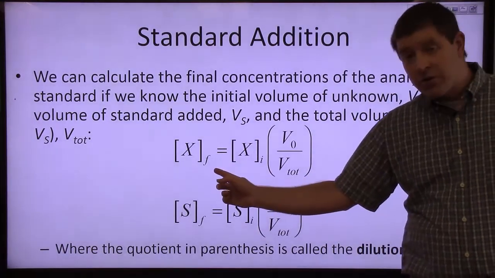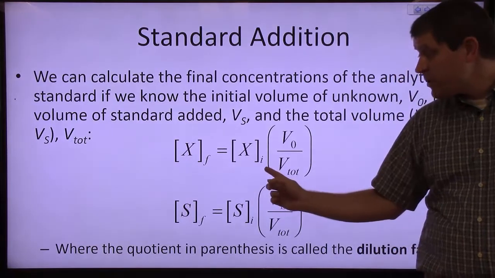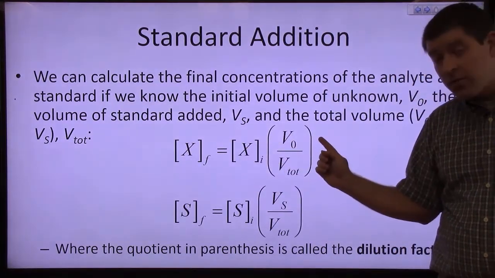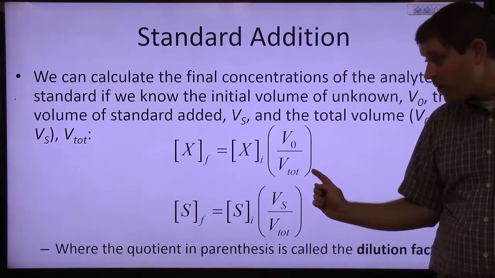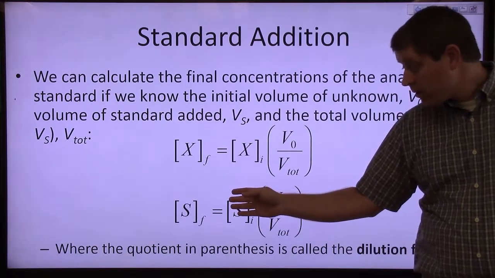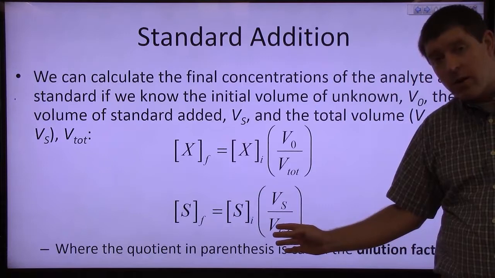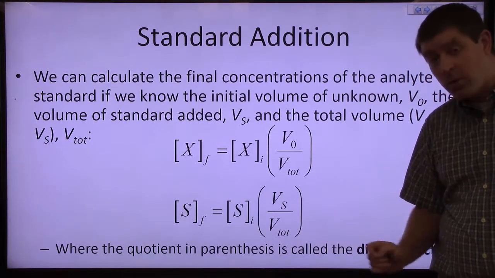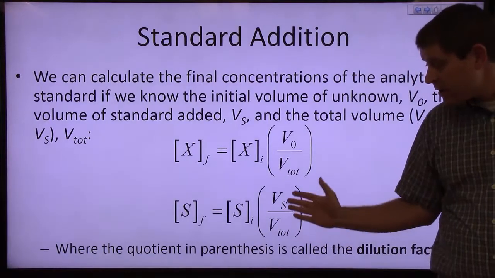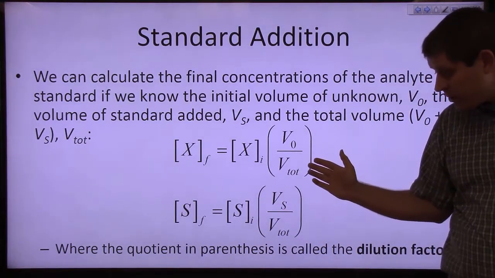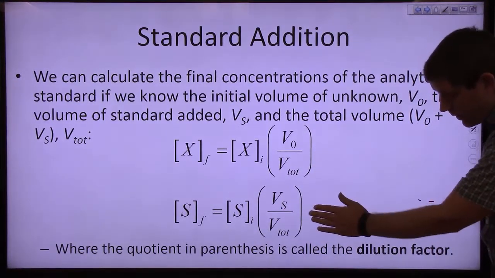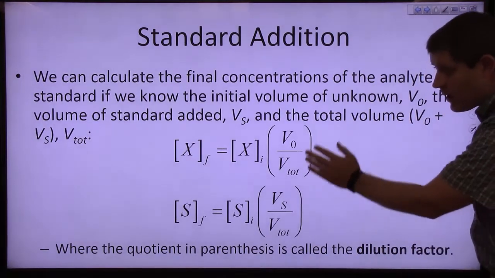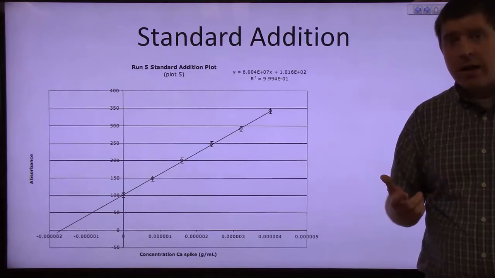So the final concentration of X, our analyte, is equal to the initial concentration of our analyte, which we don't know yet, times the initial volume before mixing divided by the total volume. The concentration of our standard after mixing is equal to the concentration of our standard before mixing times the volume of our standard divided by the total volume. Now note here that the quotient in parentheses here, this guy and that guy, are called the dilution factor for the standard and for our analyte. So let's look at an example.